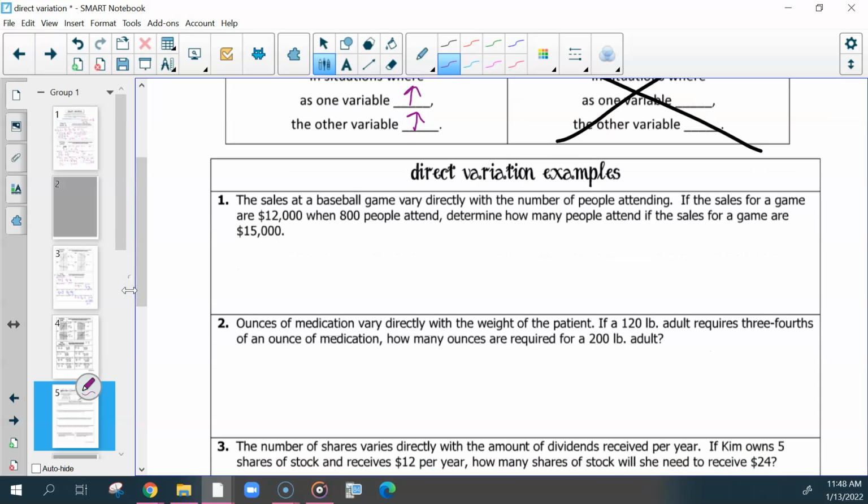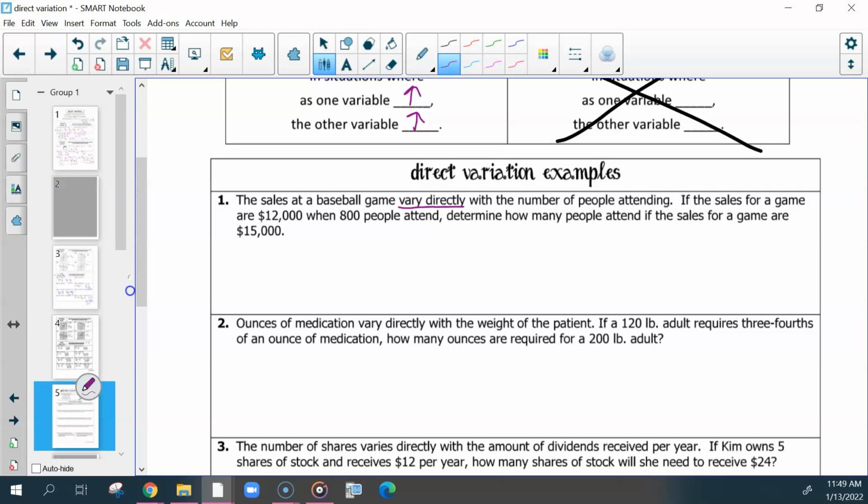For number one, I'm going to go through and read it first. The sales at a baseball game vary directly with the number of people attending. If the sales for a game are $12,000 when 800 people attend, determine how many people attend if the sales for a game are $15,000. Let's say it together. Okay, so first, it does have the words vary directly, so you know you're using direct variation.